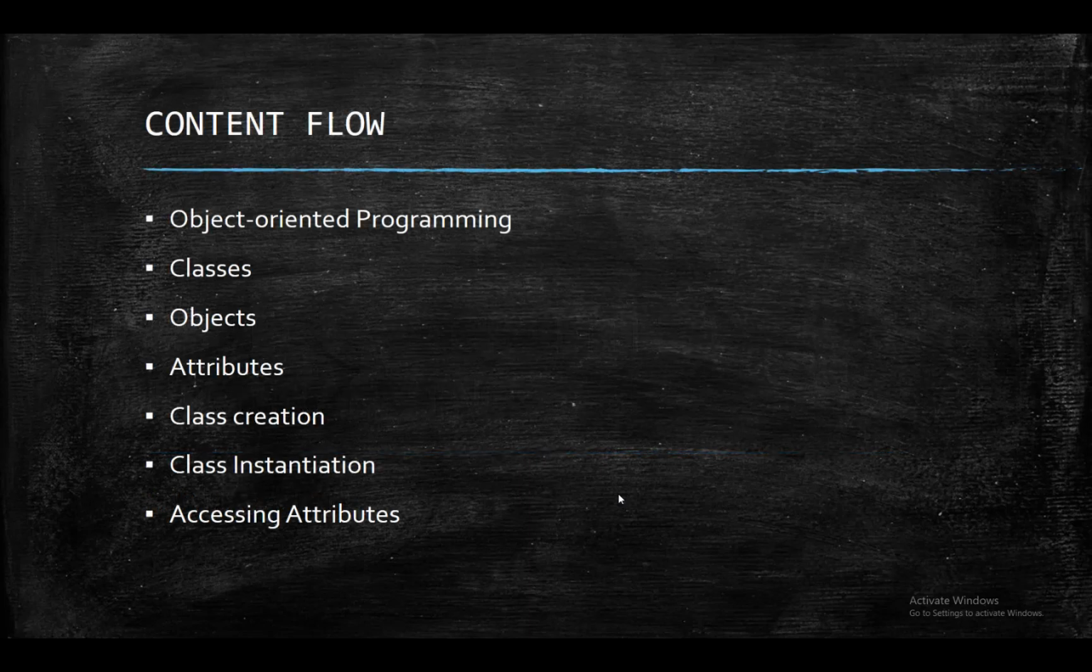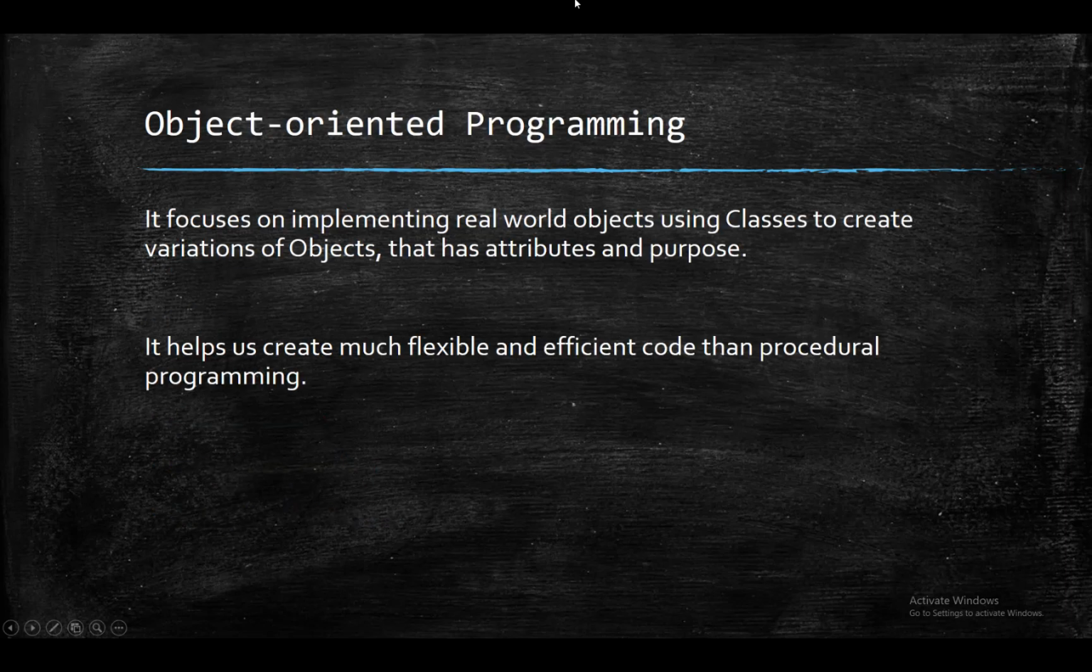So, we have here the content flow. Going to discuss what is object-oriented programming, unsa ang classes, what is objects, the attributes, how to create the class, how to instantiate class, and how to access attributes. Okay, mani atong buhaton. Now, what is object-oriented programming?